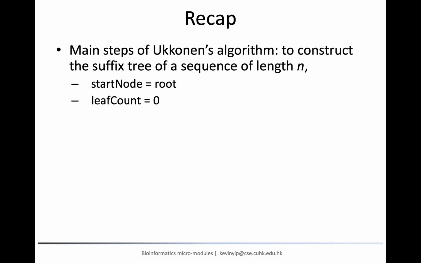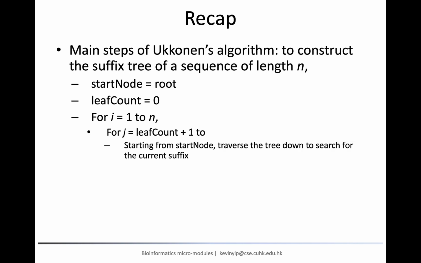At the beginning, we set the starting node to the root and the number of leaf nodes to 0. Then we have n iterations, where the ith iteration is for inserting information about the ith position of the sequence into the suffix tree. In each iteration, we know that the first insertions must all be type B cases, which can be skipped, and therefore we start with the first non-type B insertion according to the previous number of leaf nodes.